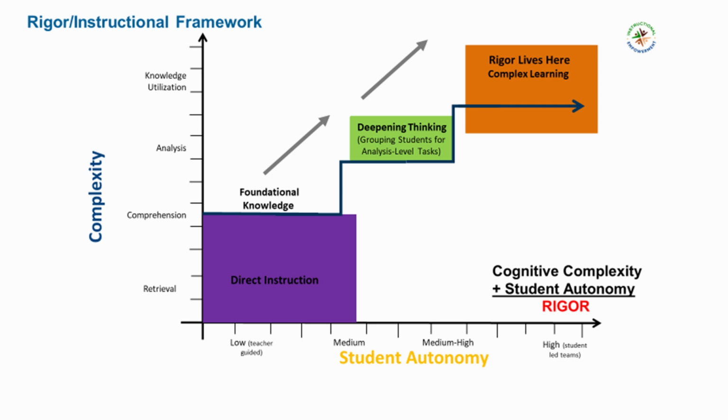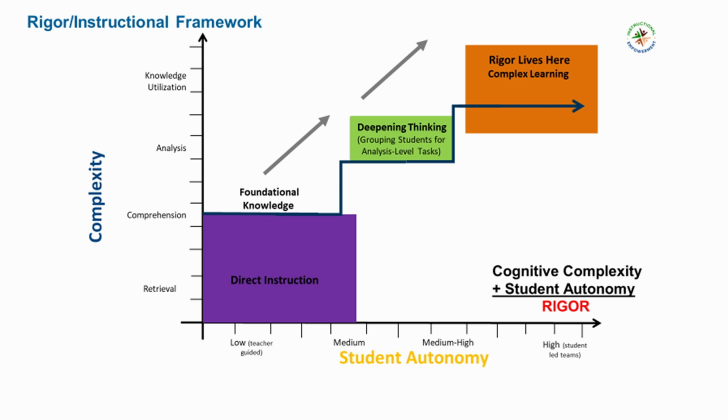I really like this chart because I do think it connects really well to the levels. So foundational knowledge, those direct instruction, there's low student autonomy, and our verbs are going to be in the retrieval and somewhat a little bit moving into that comprehension level when we look at those academic verbs.